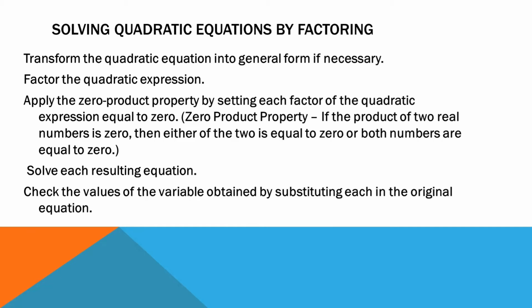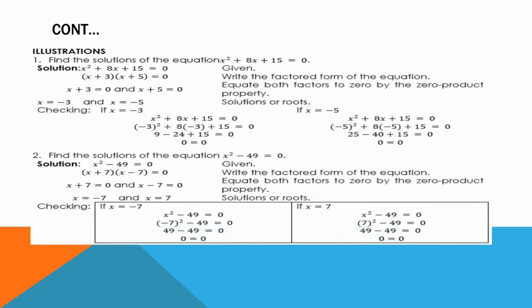So sa pag-check ng ating values ng ating variable, katulad lang din nung pinakita ko kanina. We are going to substitute yung nakuha nating solution. So to further understand, let me give you an example. So for example, number 1, we are going to find the solution of the equation x squared plus 8x plus 15 is equal to 0. So first, we need to consider if this is in general form or standard form. Since this equation is in standard form, we'll proceed in factoring.